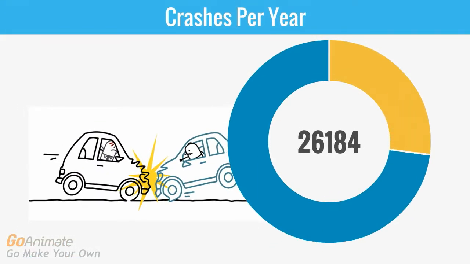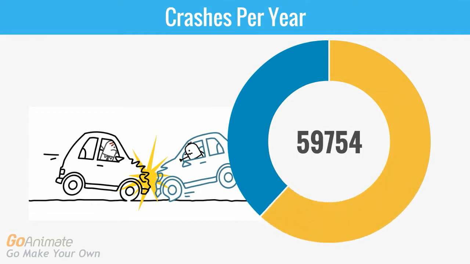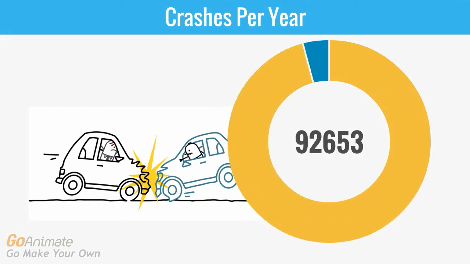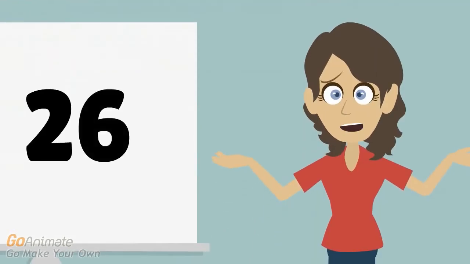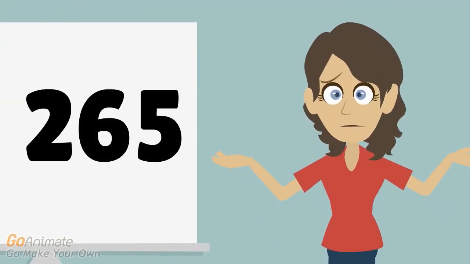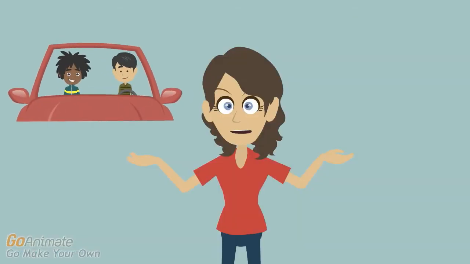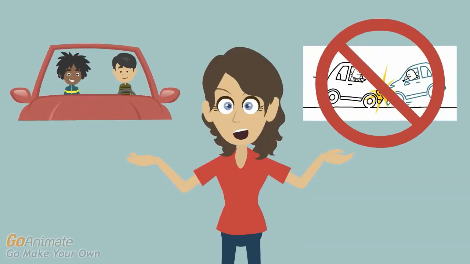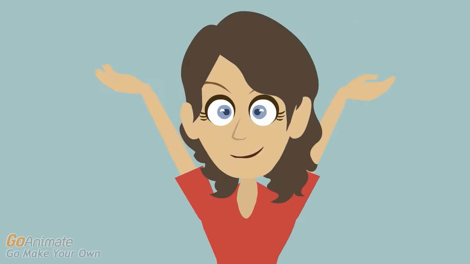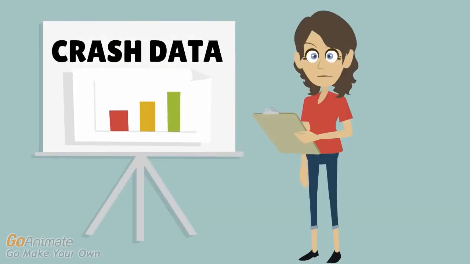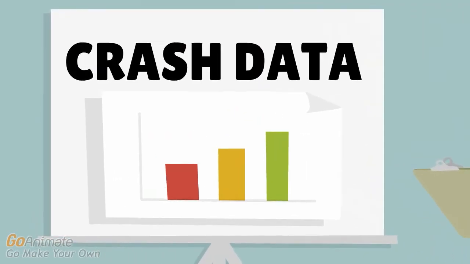On average, 96,681 crashes are reported to the Connecticut Department of Transportation each year. That's 265 crashes every day. We want to make our roads safe and have fewer crashes, but where do we start? How do we start? We start by looking at crash data.